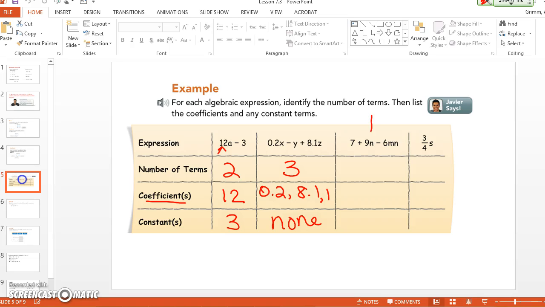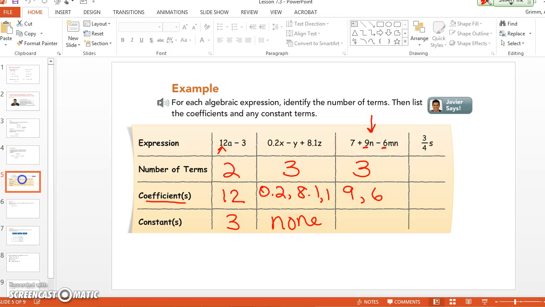All right, next column. How many terms are in that one? Gunner? 3. 3 terms. Very good. There's 1, 2, 3. 3 terms. Okay, all right, the next part of this is coefficients. Nick? What is it? There's 9. Sophia? And 6. Very good.